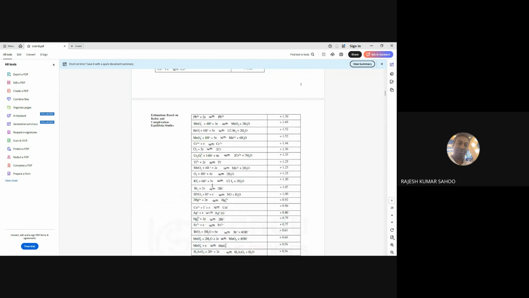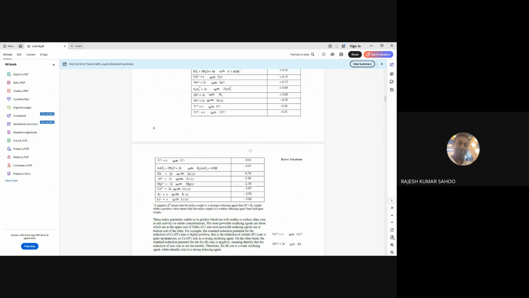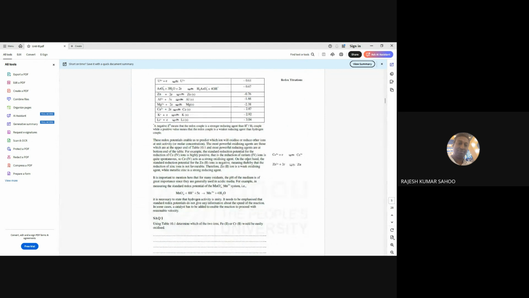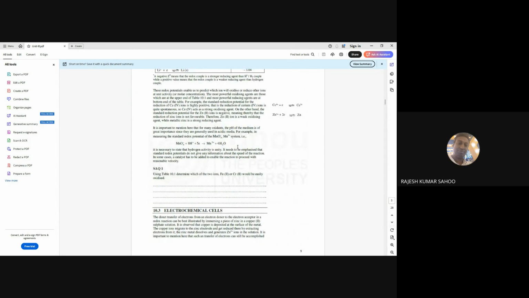You can see some redox potential values given below. All these values are calculated based on the reference electrode, that is hydrogen. You can see it here. Then you can see many reactions are there. They are all redox reactions.